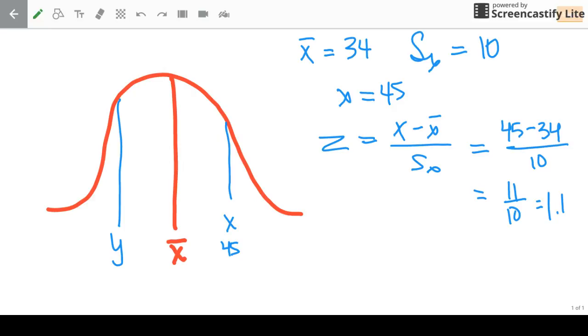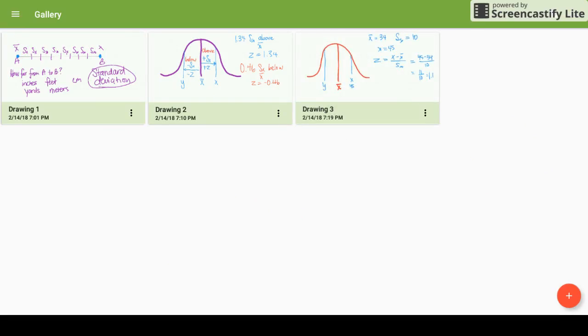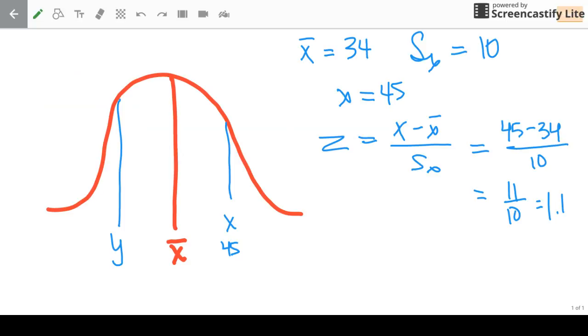Sorry about that. So if I have a mean of 34, standard deviation is 10, then this z equals 1.1. And again, we know it's positive because it is on the right-hand side.